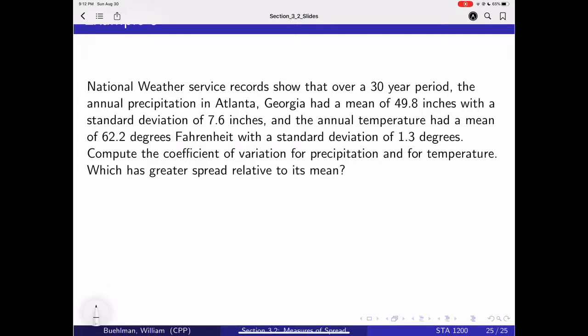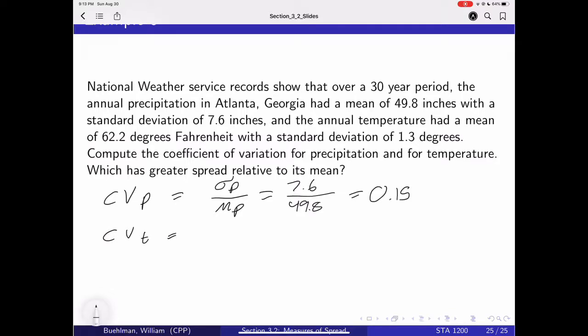So first we're going to find the coefficient of variation for precipitation, which is going to be equal to the standard deviation of precipitation over the mean of precipitation, which we were told was 7.6 over 49.8, which gives us 0.15, and our coefficient of variation for temperature is equal to our standard deviation for temperature over our mean for temperature, which is 1.3 over 62.2, which gives us 0.02.